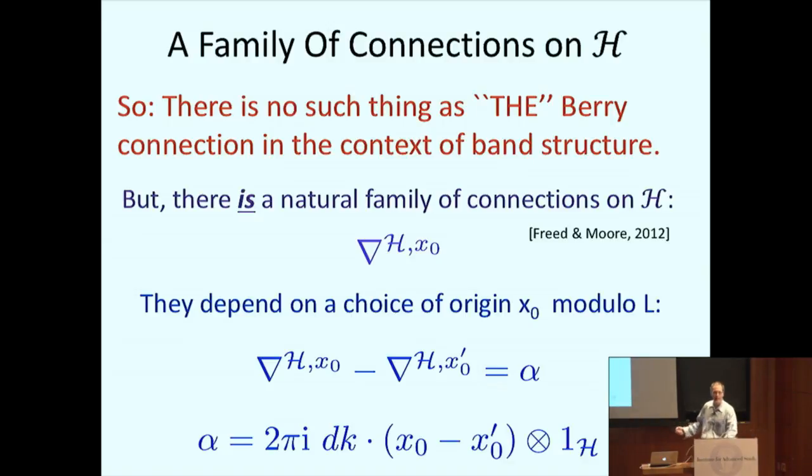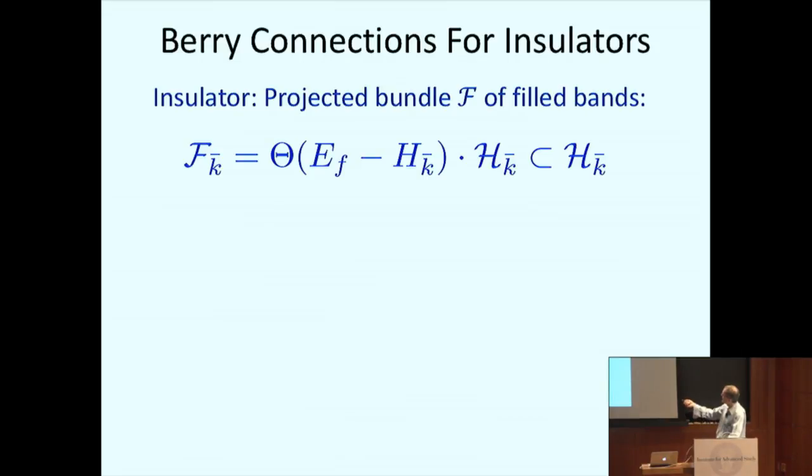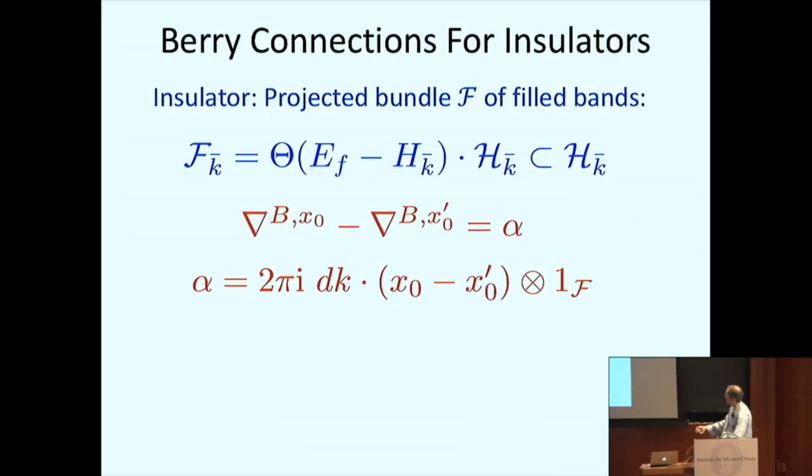So now let's apply this to insulators. In an insulator, we have a Fermi energy inside a gap, and the ground state at zero temperature has all the states in the bands below the Fermi energy filled. So we can define the bundle of filled bands by the projection operator onto the eigenstates below E Fermi. And the Berry connection, or the family of Berry connections, is the projected connection that depends on x naught, and alpha is again given by this formula.